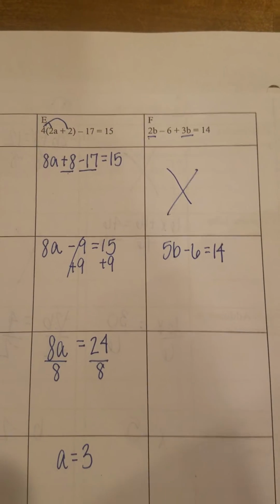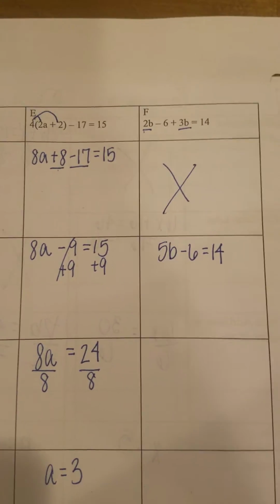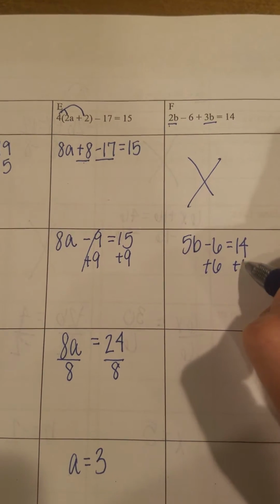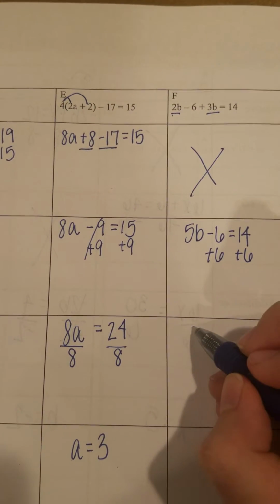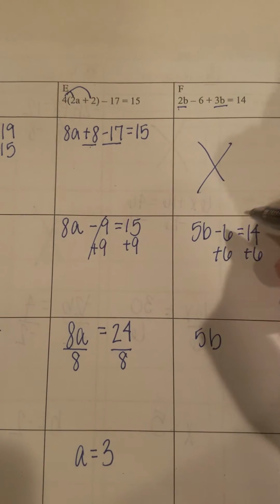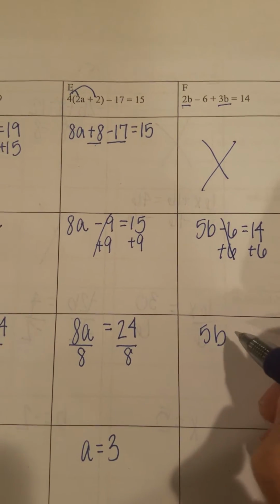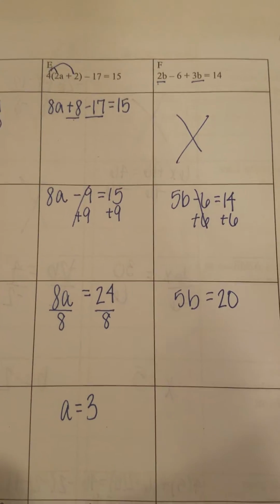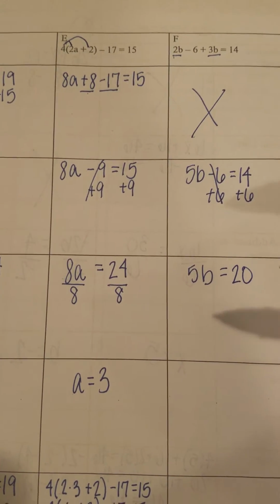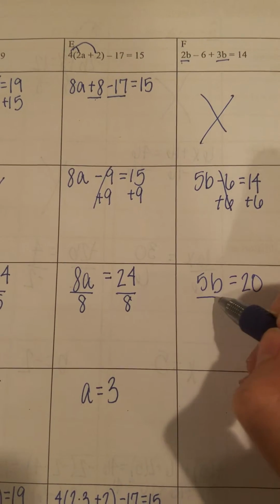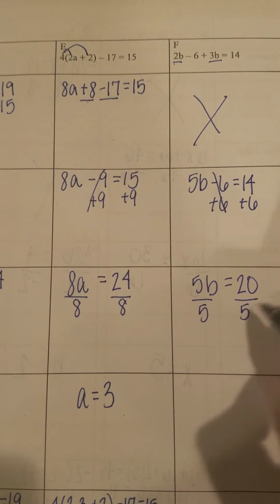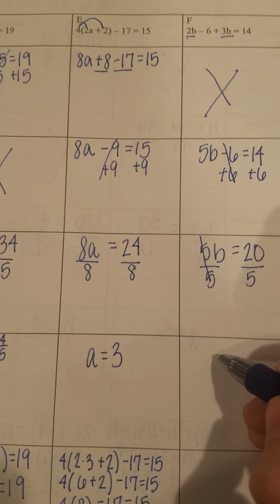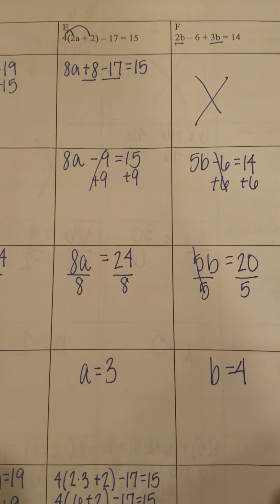Our next step says to add or subtract and to undo it. So we need to undo our minus 6 by adding 6 to both sides. We bring down our 5b. Our negative 6 and positive 6 cancel, and this will give us 20. Our next step says to undo multiplication or division. So since we have 5 times b, we're going to divide by 5 on both sides to undo the multiplication. Our 5's cancel, and we get b equals 4.